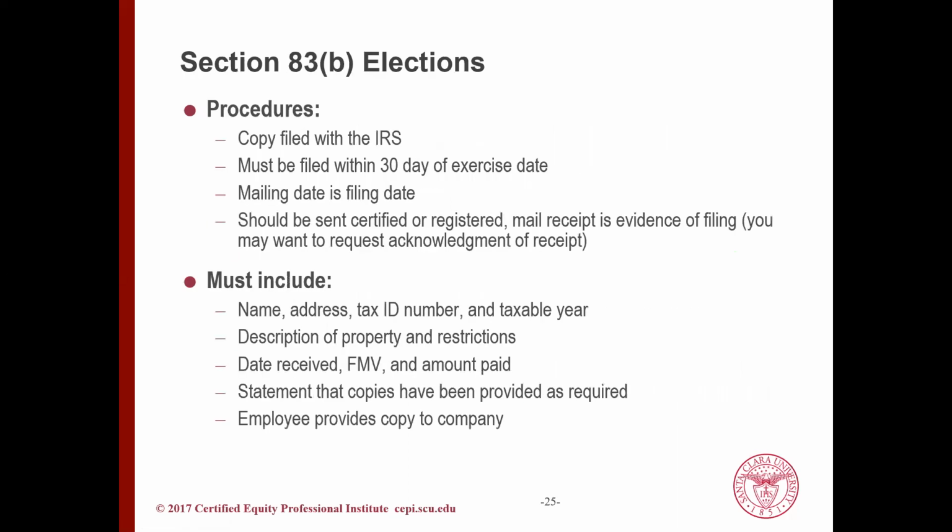The only catch with the 83(b) election is that the form has to be filed with the IRS within 30 days of the exercise. Postmark date constitutes the filing date. You can find samples of the form all over the internet, but you don't even need a form. You can just put 83(b) election on a piece of paper, and as long as you have the information in these bullets on the piece of paper, you're good to go.